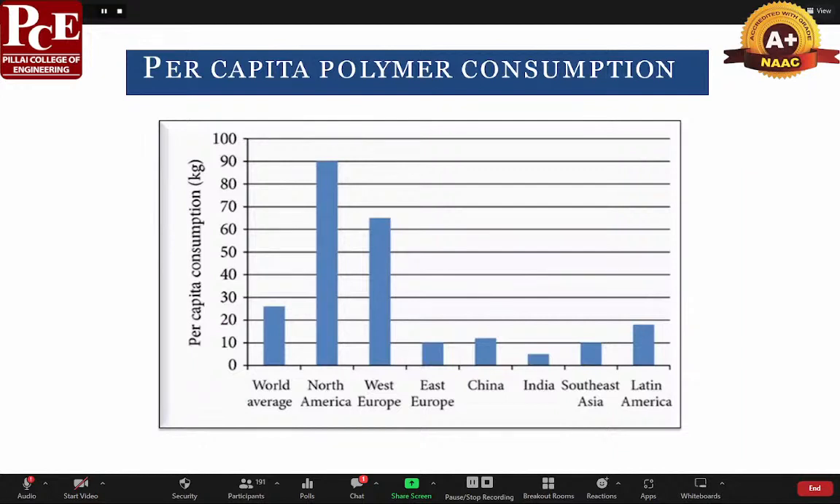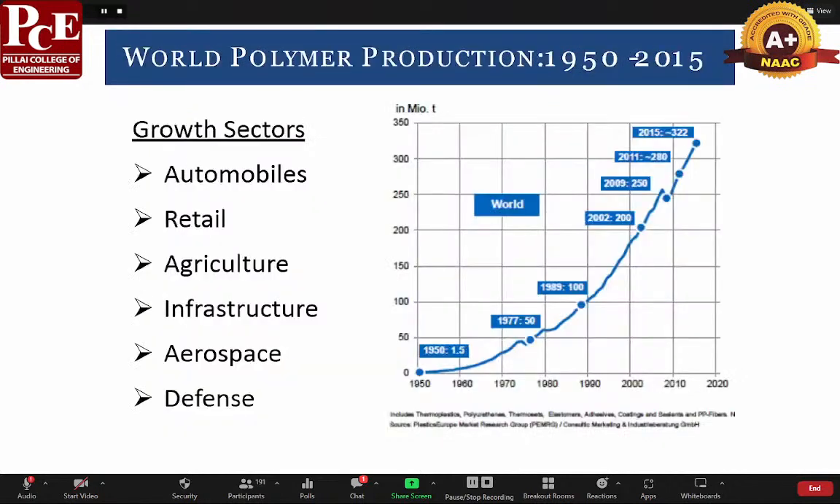Because ultimately, when you are devoting one semester to polymeric materials, you are obviously looking for something at the end of the semester. Obviously, it is going to add some flavor to my biodata so that I can apply to some of the industries. In fact, I would like to show you the industries where you can think there is a job aspect. You can see the growth sectors: automobile, retailing, agriculture, infrastructure, aerospace, defense, everything.